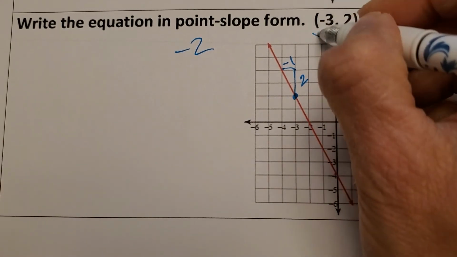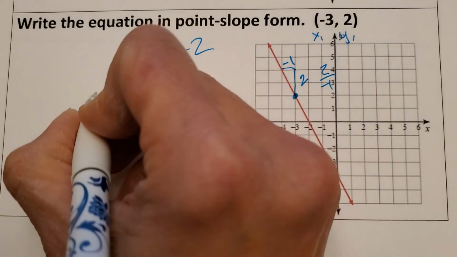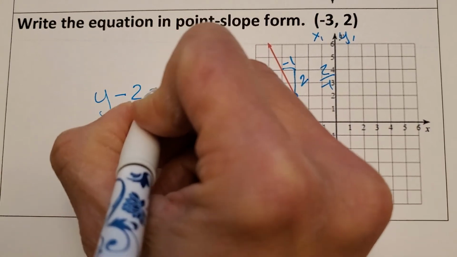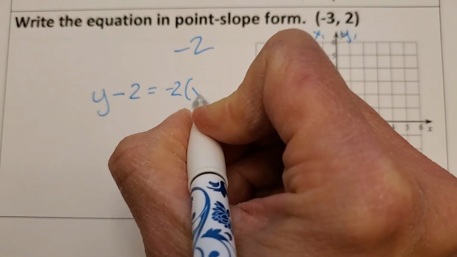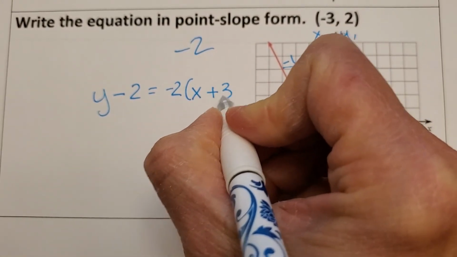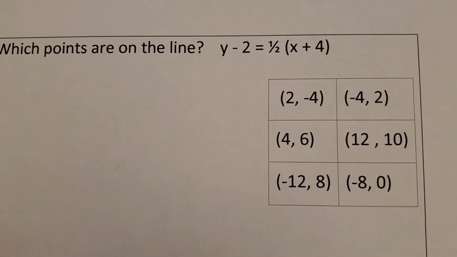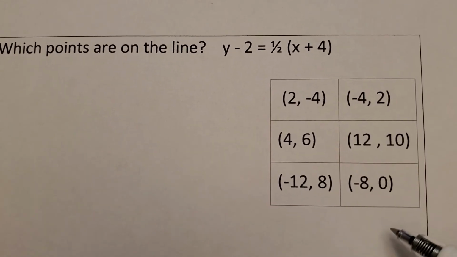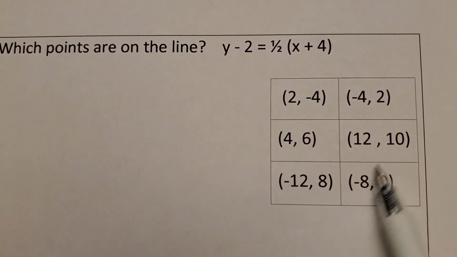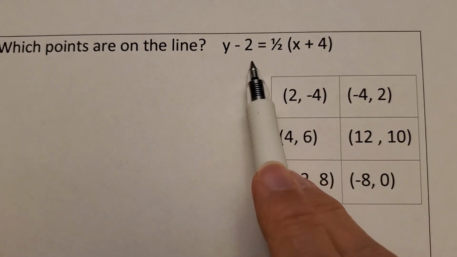So I use this for my x sub 1 and y sub 1. So y minus 2 equals the slope times x minus a negative 3, which turns into a positive 3. So that's the equation for that graph. And finally, what we're going to do is just look at this table of points. So there's 6 points here, and determine if any of these points are actually on this line.